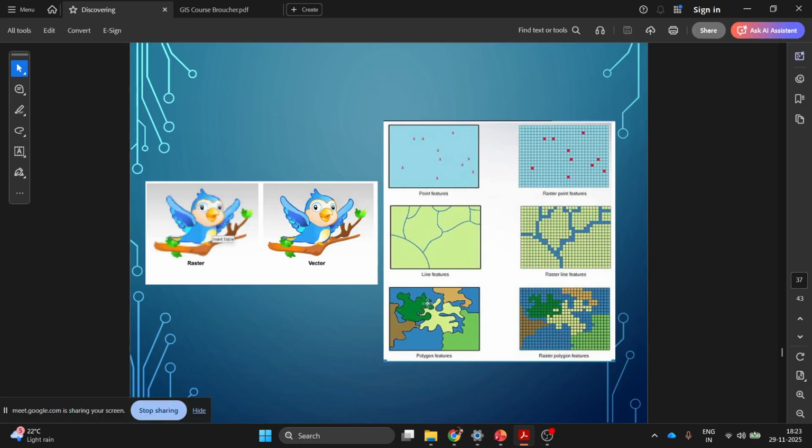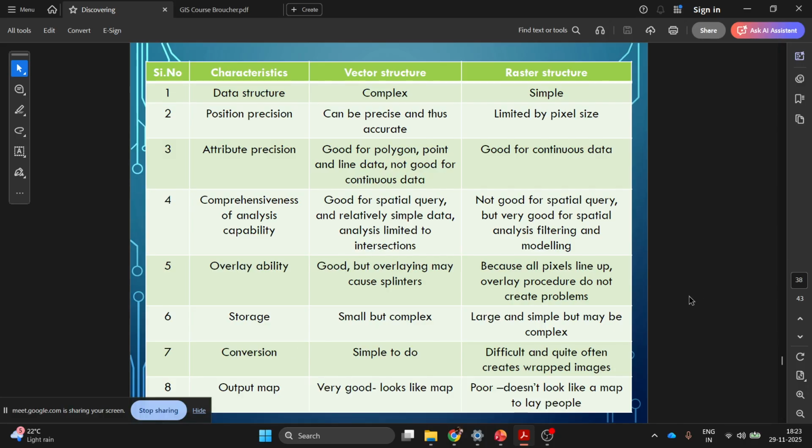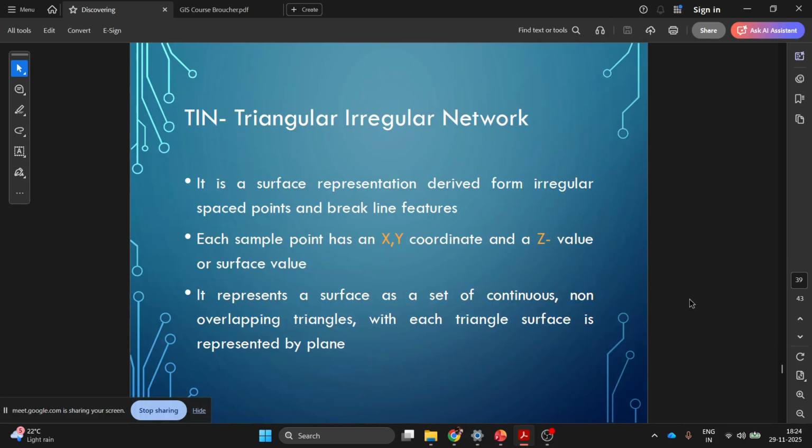For example, if I convert this vector data to a raster, conversion is good. But again, when I convert this raster to a vector, the boundaries will not be produced again, right? So there will be deformed boundaries. So that is also not properly done in the case of raster structure.